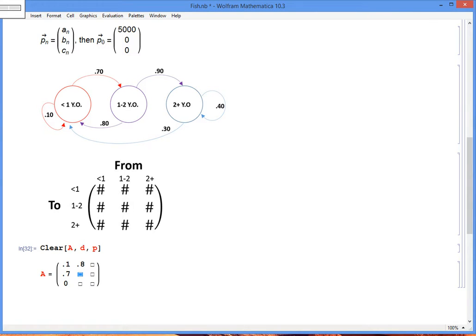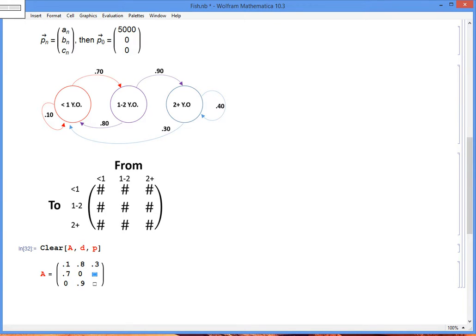If I'm 1 to 2 years old, I can't stay in that state, so that's a 0. And then if I'm 1 to 2 years old and I survive, I would move to the 2 plus state, and that's a probability of 0.9, or survival rate of 0.9. Okay, and now if I'm 2 plus years old and the fish reproduces, its offspring go to the less than 1 state, and that rate is 0.30.